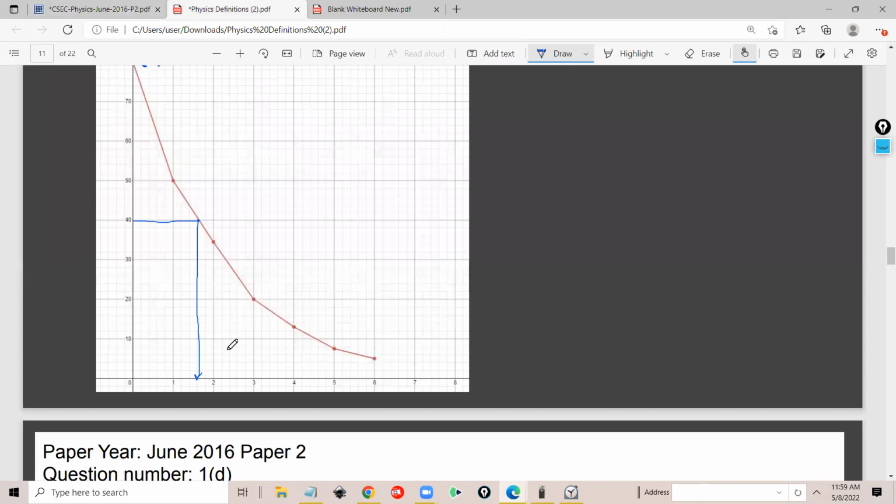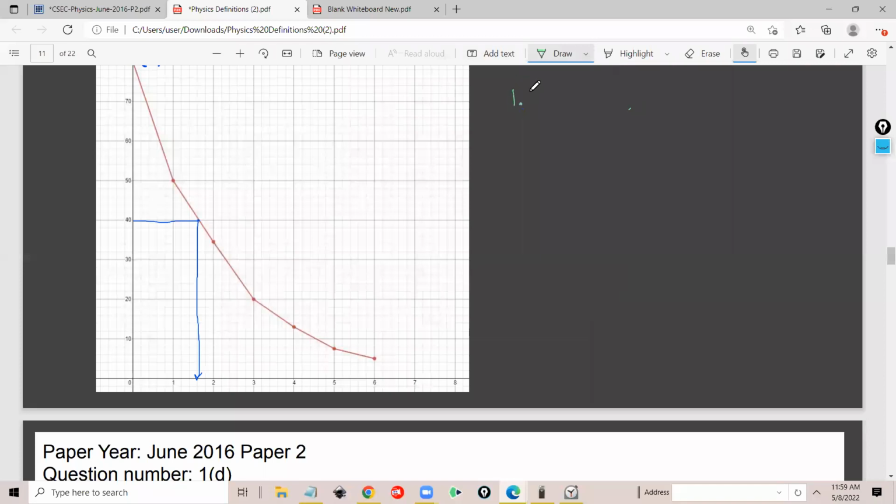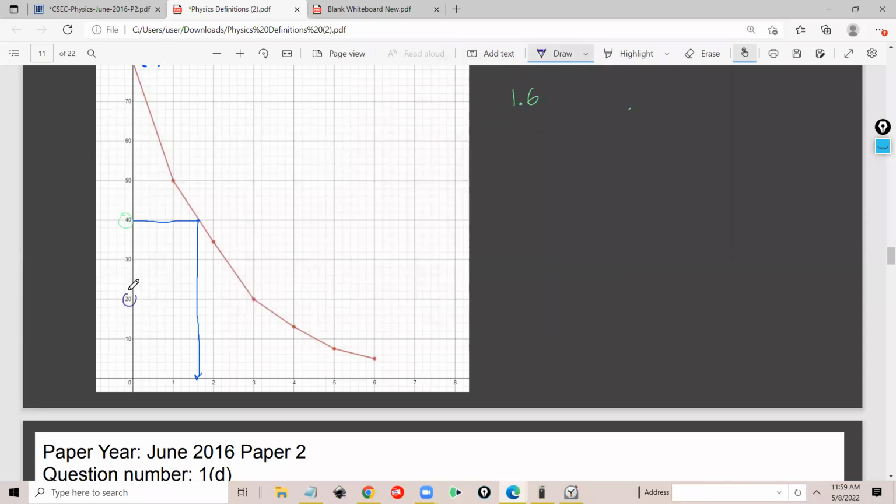So the first half-life is 1.6. I'll write it somewhere here. So we have 1.6 for sure. At 40, how long will we take to halve that? Well, half of 40 is 20. Let's go across, and then it went down. So on its third hour, you had 2 half-lives.